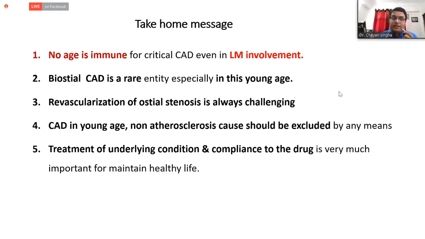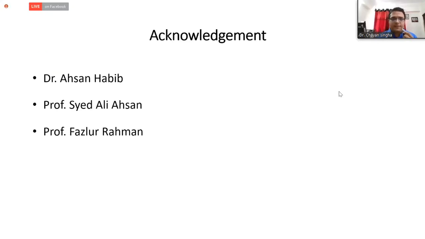And coronary artery disease in young age, non-atherosclerotic causes should be excluded by any means. And treatment of the underlying condition and compliance to the drug is very much important for maintaining a healthy life. I am very much grateful to Dr. Ahsan Habib sir, Syed Ali Hassan sir, and Professor Fazlur Rahman sir for preparing the case.